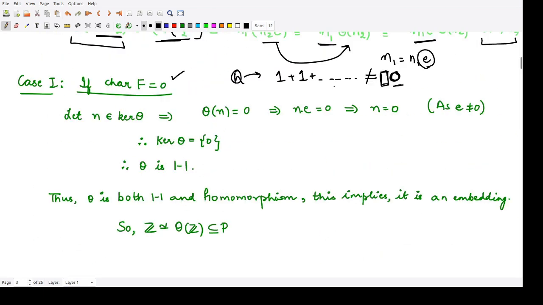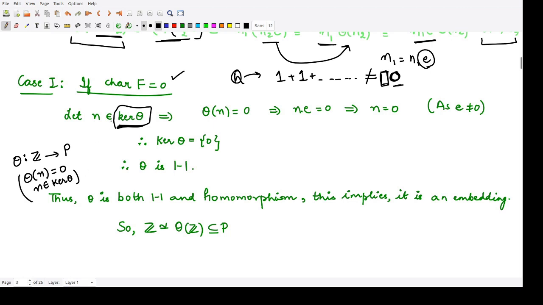Now here we will see the case whenever the characteristic of F is equal to 0. For that, we take some element from the kernel of theta. What was our theta? Theta was our mapping defined from the set of integers to this prime field P. What kind of elements are present in the kernel of theta? All those elements n such that theta of n is equal to 0. So this is the definition of the kernel of theta.